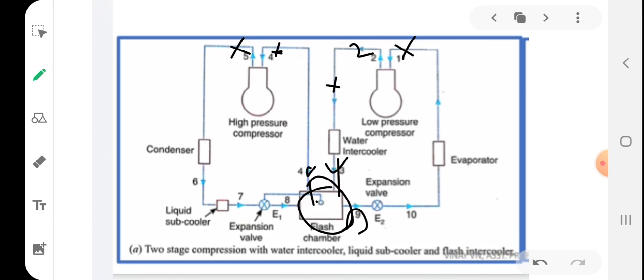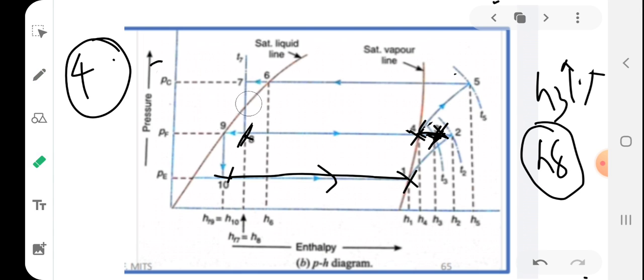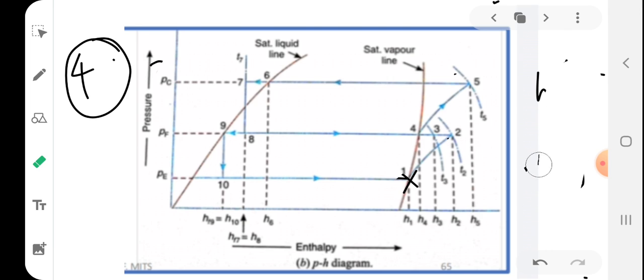So whenever there is a flash chamber, you have to remember that there will be a separation of refrigerant. The refrigerant mixture will get separated into vapor and liquid, saturated vapor and saturated liquid. Whether it acts as an intercooler or just for flash gas removal, at 8 it will separate into two different streams: saturated vapor and saturated liquid.